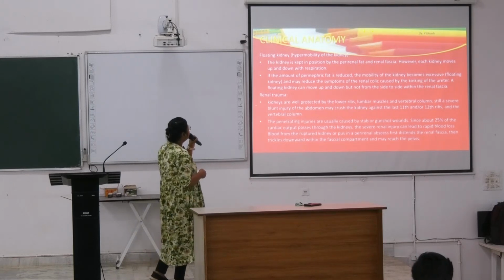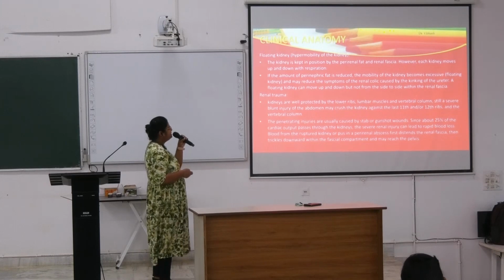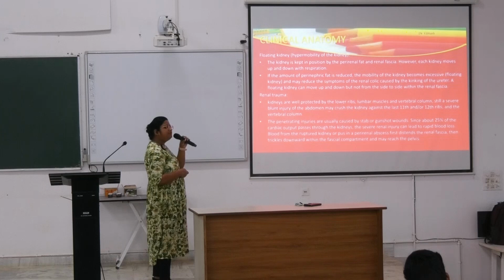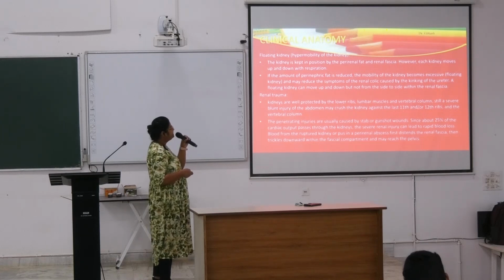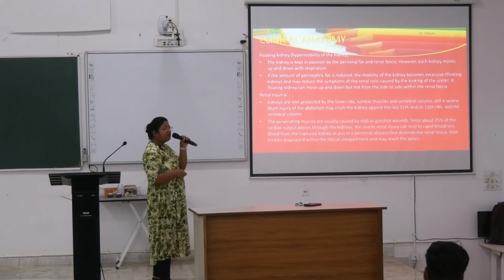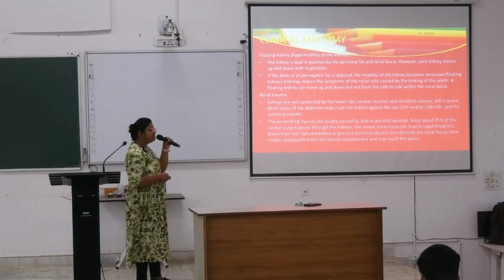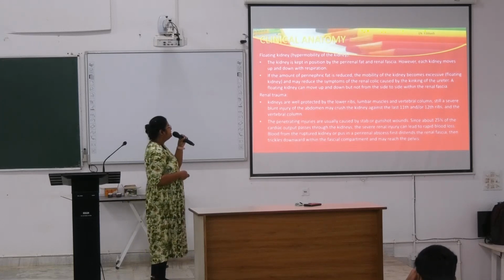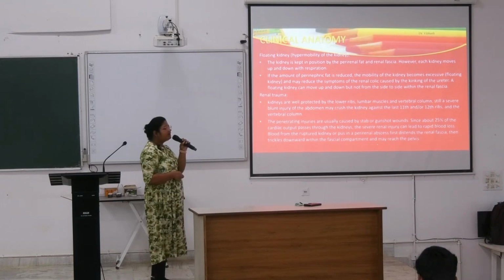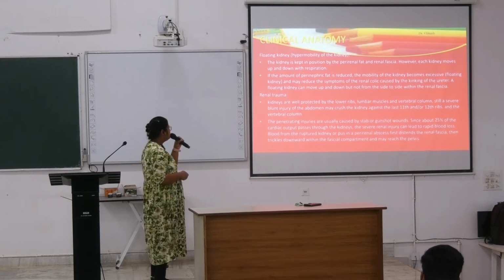Now, renal trauma. Kidneys are well protected by the lower ribs, lumbar muscle. A severe blunt injury of abdomen may crush the kidney against the 11th or 12th ribs and the vertebral column. And the penetrating injuries are usually caused by stab injury or gunshot injuries. Since about 25% of cardiac output passes through the kidney, severe renal injury can lead to rapid blood loss. Okay, that's why it is important.